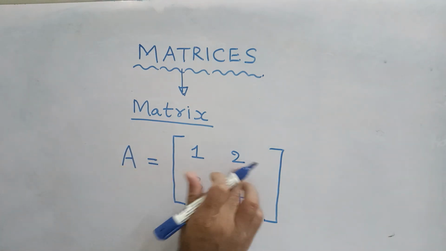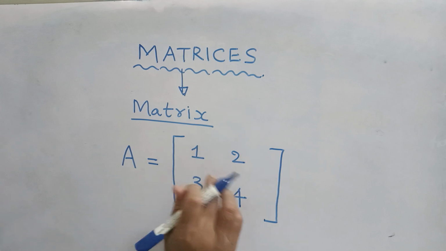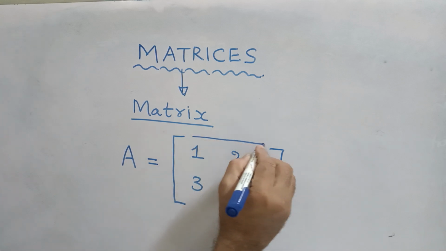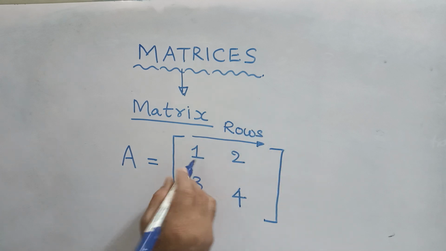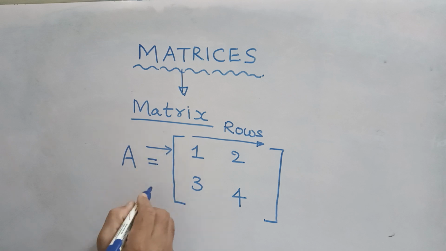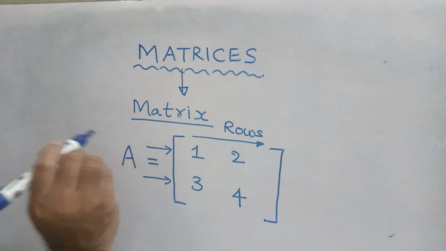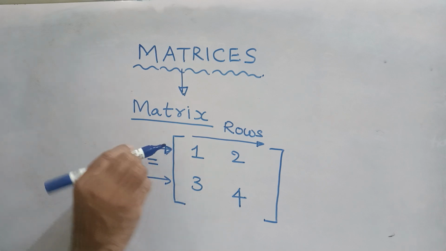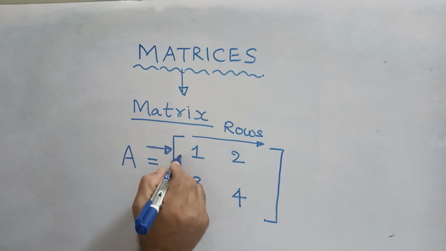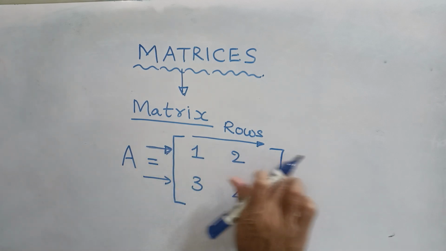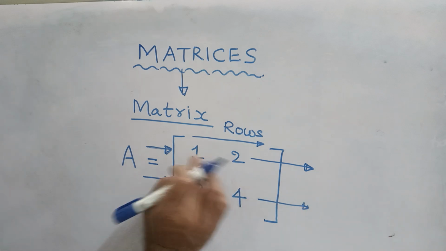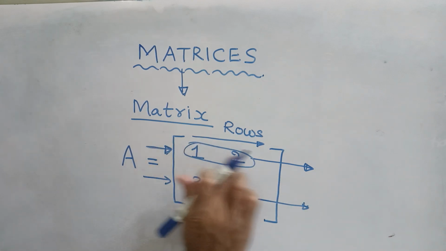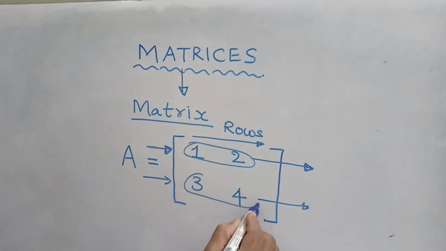Therefore, if you see in this particular matrix, these are the horizontal rows. How many rows are there? This is one row and this is the second row. Listen very carefully. Means 1 and 2 are the first row, and 3 and 4 are the second row. In the first row, the elements are 1 and 2. These two are called the first row elements. And 3 and 4 are the elements in the second row.